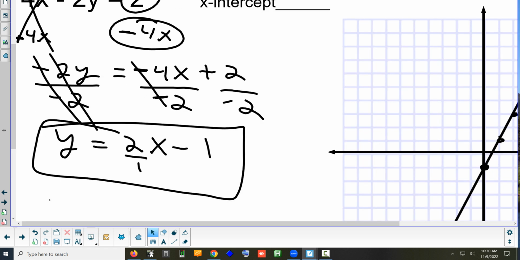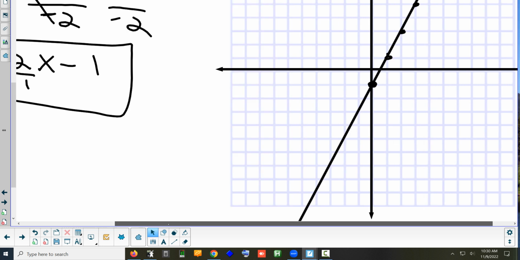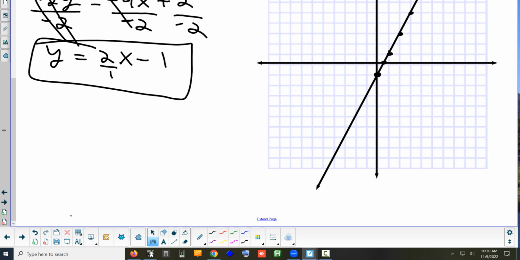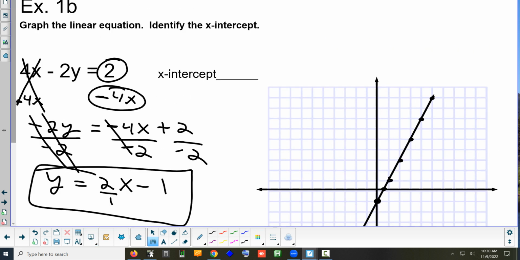Now, I know it's a little hard to see, but does anybody think they see where it crosses the x-axis? Yeah? It looks like it's a half. I'm not going to give you something that would be like 0.4 or 0.2. It's either going to be a half or it's going to be a nice number. So this one looks like it's right in the middle between 0 and 1. So the x-intercept is 1/2.